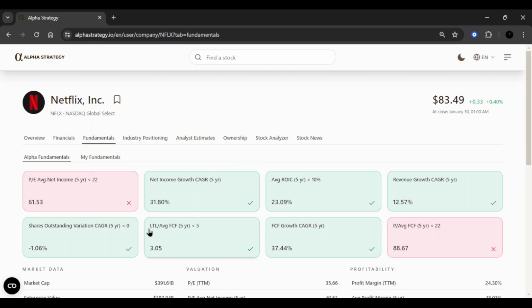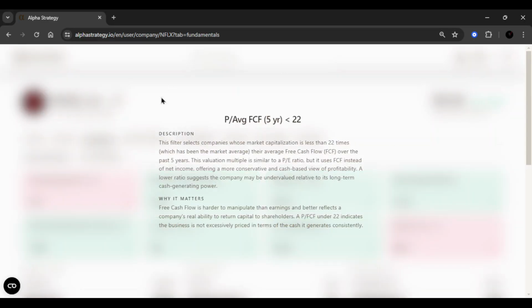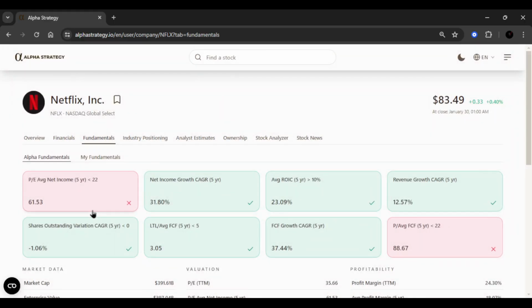Now, right here, what we can see is that there are only 2 out of 8 crosses, which is very good. And these two concern the PE and the price to free cash flow. So they are valuation metrics, and they are over 22. And here you can click and just understand what this description is, what this metric is, and why it matters. But right here, we could just, as an overview, very quickly see that the financial health of the company is very good. It's growing very fast, but the valuation metrics, excuse me, are a little bit high. But we'll see if it's still a good investment or not.